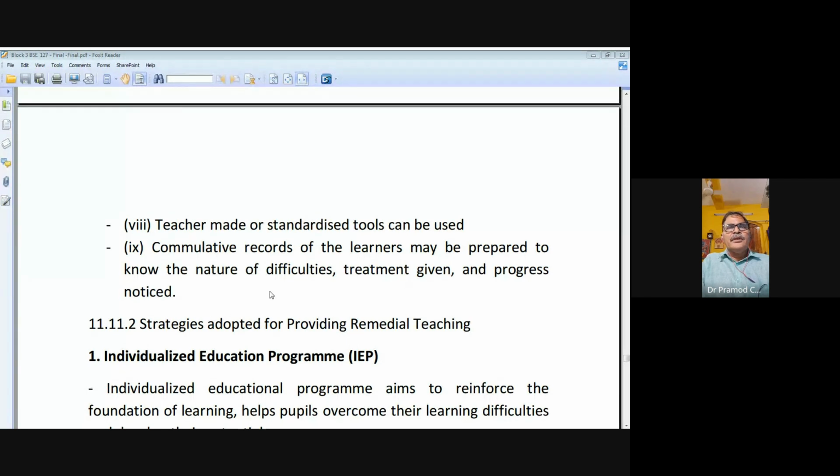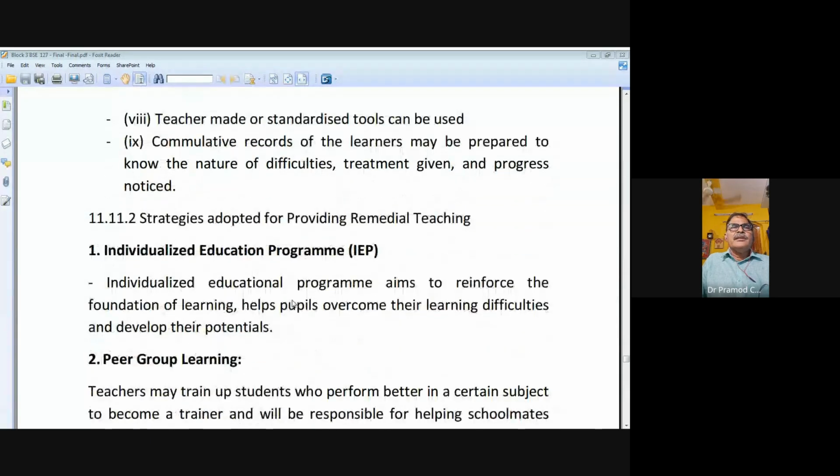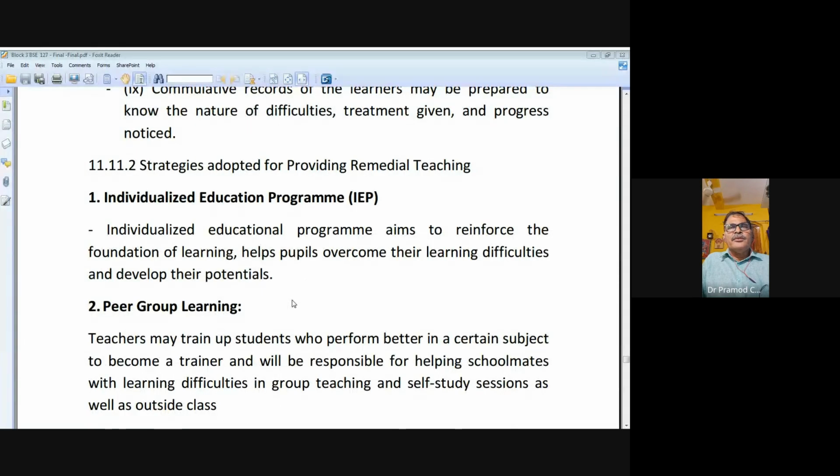But cumulative record cards are there, and you know that all the information is to be provided in the cumulative record card, and certain nature of difficulties are reflected. Treatment given, suggestions, progress noticed, everything will be there. But the individualized education program, what I was saying previously, reinforces the learning, and it also helps overcome the learning difficulties and develop the potential reach of the child.